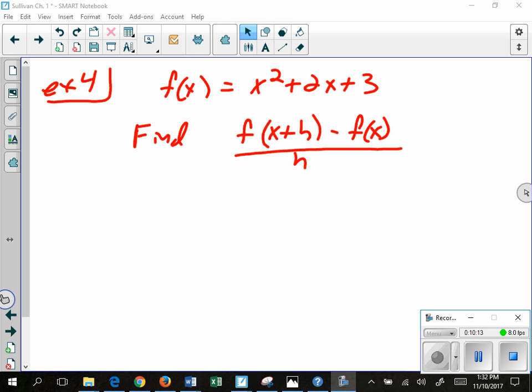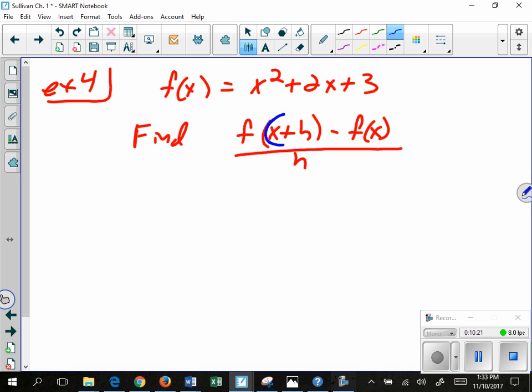Okay, so the last example is going to be a little bit of plugging numbers in. So to find f of x plus h, I have to put an x plus h in for those two x's. So that problem is going to turn into x plus h quantity squared plus 2 times x plus h.